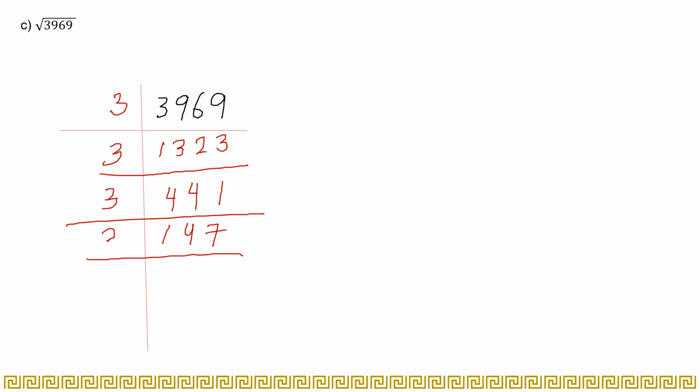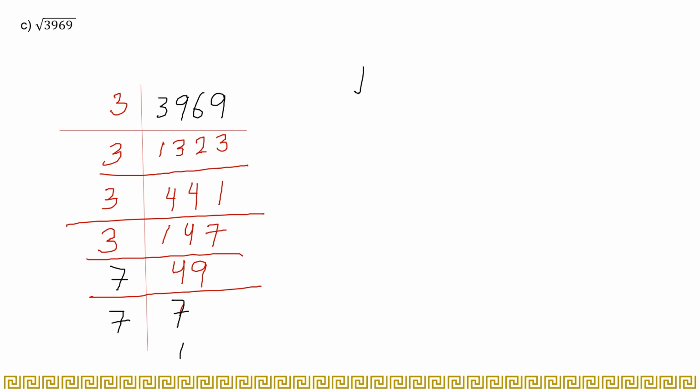Again, let's try with 3. 3 1s are 3, 3 4s are 12, 3 7s are 21. Again, let's try 3. 3 4s are 12, and 3 9s are 27, right? Again, let's try with 3. 3 1s are 3, and 19 is not divisible. That means 49 is not divisible by 3. So you will start with 7, as 7 is a prime number and 7 divides 49, right? You will write 7 here. 7 7s are 49, and 7 1s are 7, right?